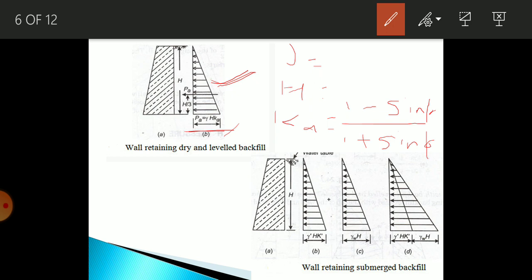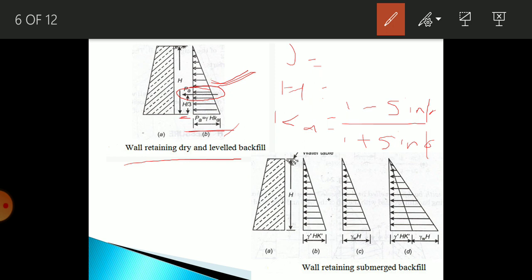So if we convert this triangular loading into a point load, that will be denoted by PA, and the value of PA will be equal to half of Ka gamma into H square. You can see this is the point load, and it will act at a distance of H by 3 from the base of this triangular loading diagram. So this is the first condition, when the retaining wall is subjected to dry and level backfill.